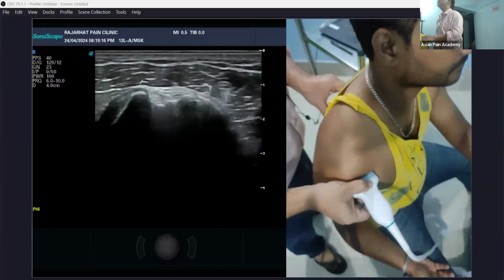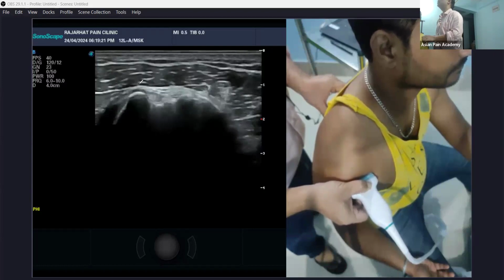By seeing this bony contour, we can understand that this is a groove.